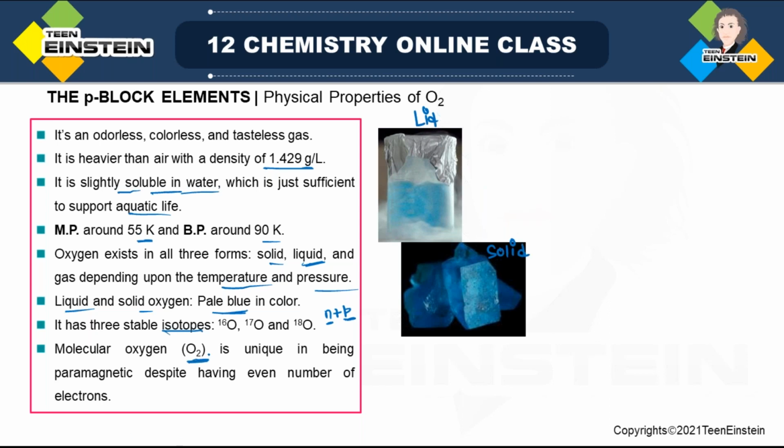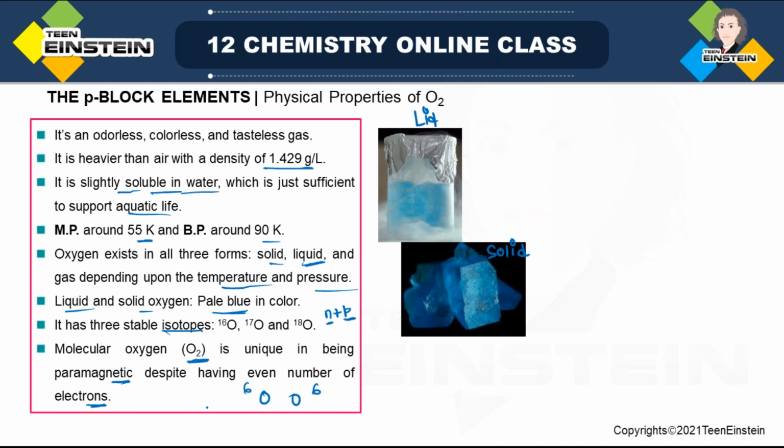Molecular oxygen, that is the diatomic form O2, not the oxygen atom. We are saying molecular oxygen, that means O2. It is unique in being paramagnetic. Now this is very important. You will get frequent questions regarding this nature of oxygen, that it is paramagnetic, despite having an even number of electrons. Now, why are we saying even number of electrons? Because in two oxygen atoms, each oxygen atom has 6 valence electrons, 6 and 6. If you add, it will be an even number of electrons. Then why is it paramagnetic? Paramagnetic means presence of unpaired electrons, but there are even number of electrons.